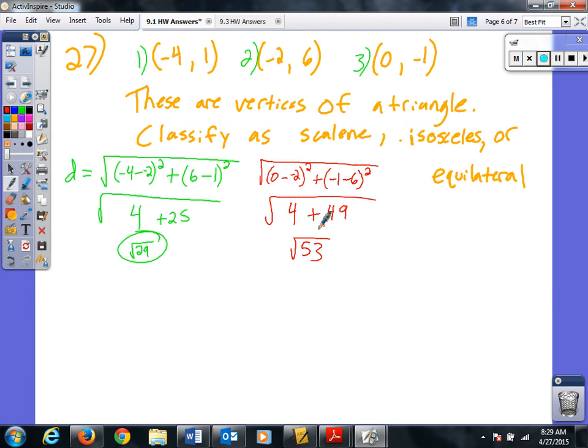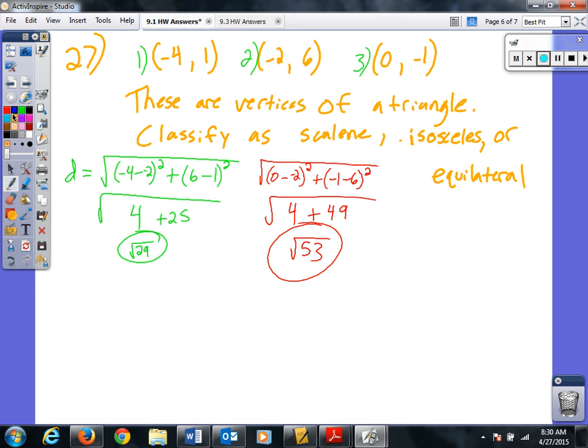Okay, well right now we can tell already that it's not equilateral because the square root of 29 is not the same as the square root of 53. So let's do the last one. So it could still be isosceles if the third one we get is either the square root of 29 or the square root of 53. But if it's neither of those, then it's going to be scalene.